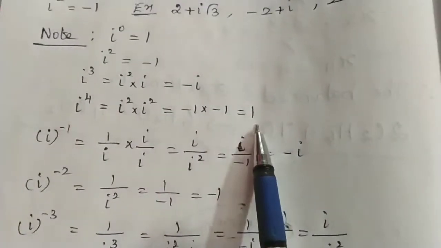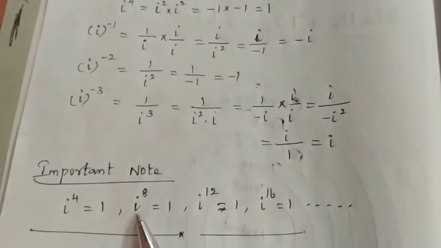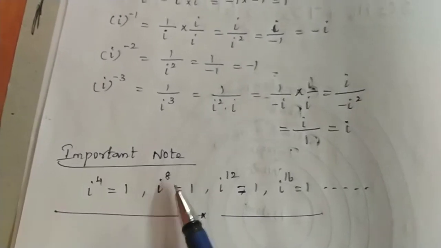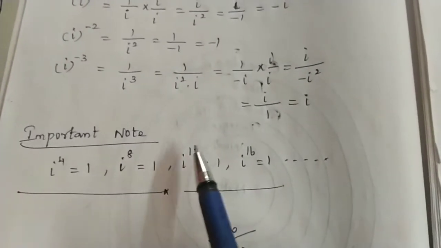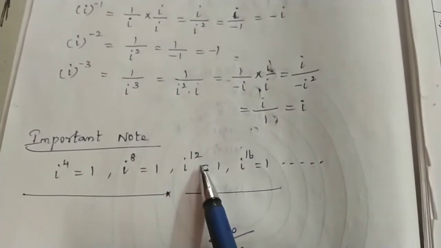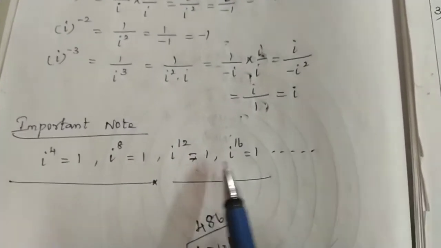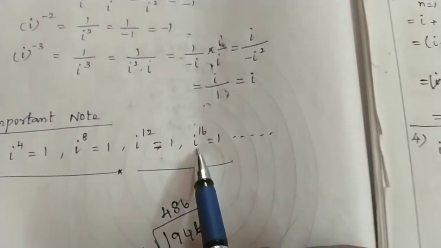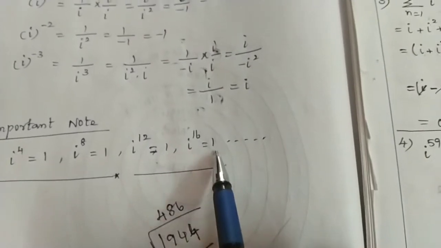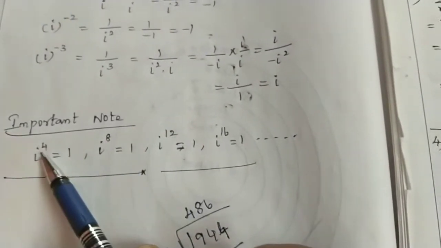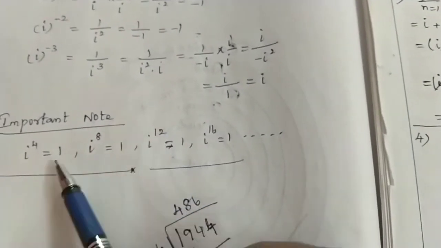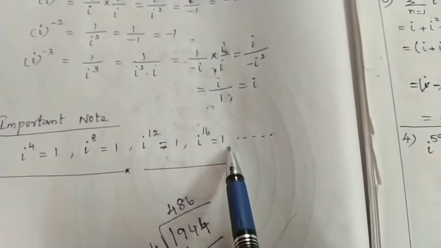The next important note: i power 4 equals 1, as we have already seen. i power 8 means i power 4 into i power 4, 1 into 1, which is 1. i power 12 means i power 4 into i power 4 into i power 4, and that value equals 1. i power 16 is i power 4 four times, and it is also 1. Very important: when the power is a multiple of 4, the value equals 1.